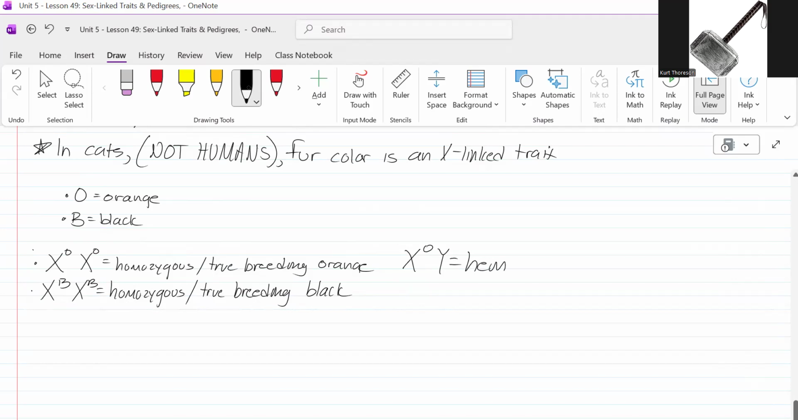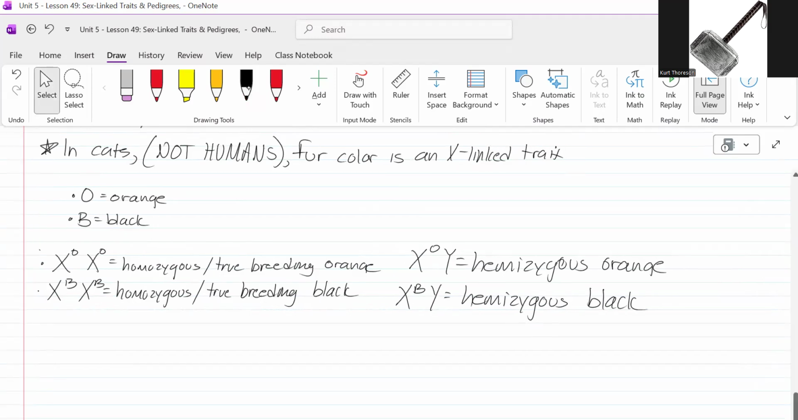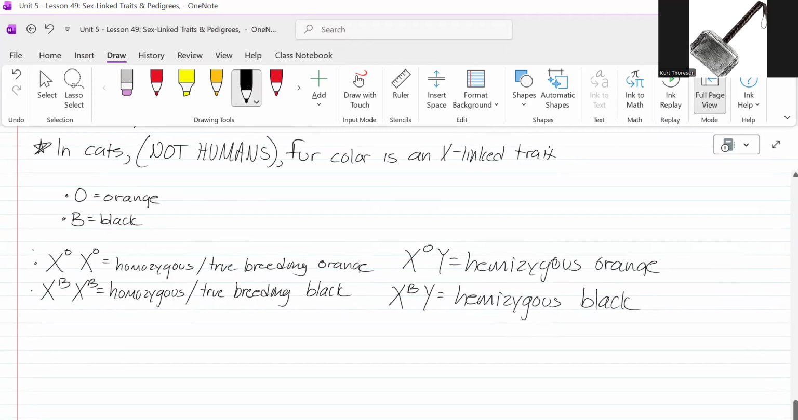Okay, now check out the male. He is hemizygous orange. And then we got hemizygous black. Okay. And then the wild card. We have a female cat who is heterozygous. And that would result in calico pattern, orange and black.